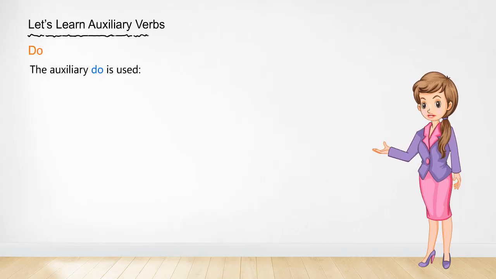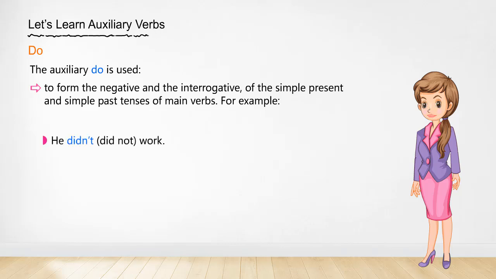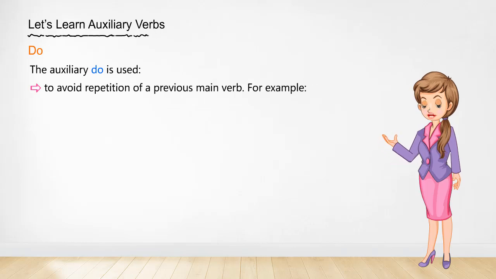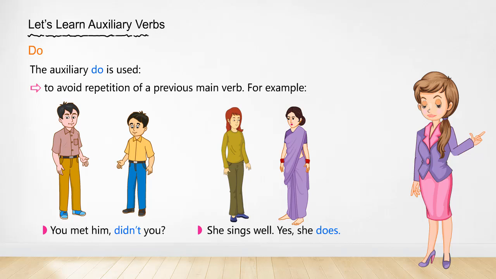Do. The auxiliary do is used to form the negative and the interrogative of the simple present and simple past tenses of main verbs. For example, he did not work. Did he work? To avoid repetition of a previous main verb. For example, you met him, didn't you? She sings well. Yes, she does.